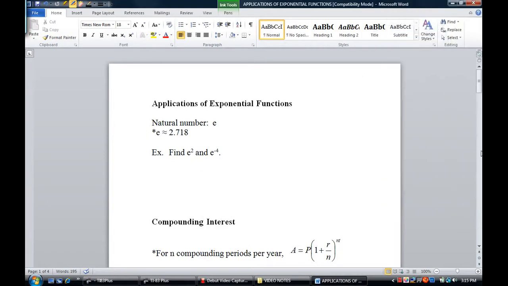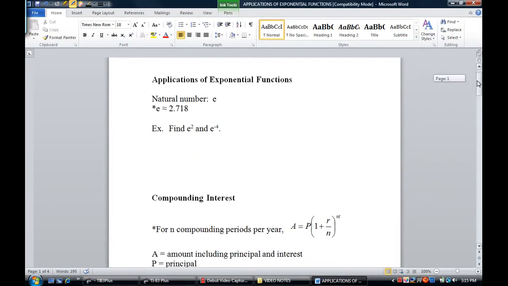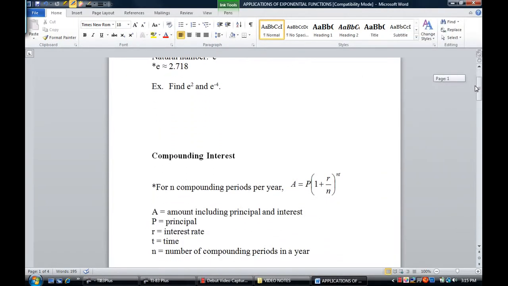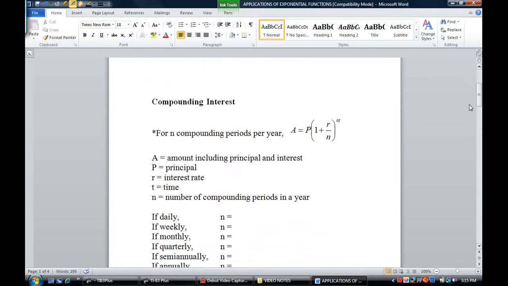Now we're going to talk about some actual applications involving exponential functions. This is a common one. Hopefully you've seen it somewhere before. Compound interest. A equals P parentheses 1 plus R over N to the NT power. A is the principal and the interest. It's the total amount. P is the principal.